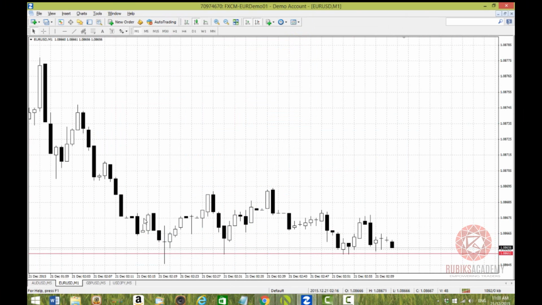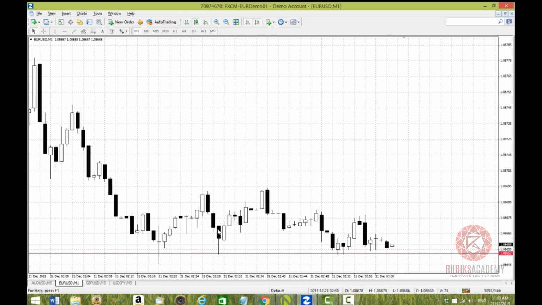As you can see, a very strong support level right here. It came down, it bounced up, came down, bounced up, came down, bounced up again. So right now what you want to do is really look for a call opportunity as this price comes down to touch this line without breaking it.